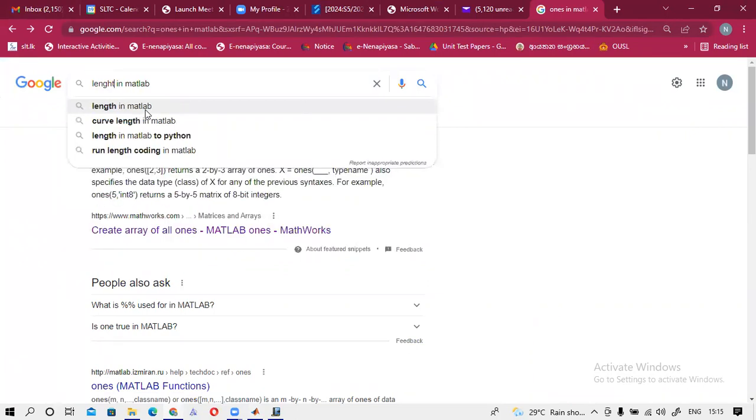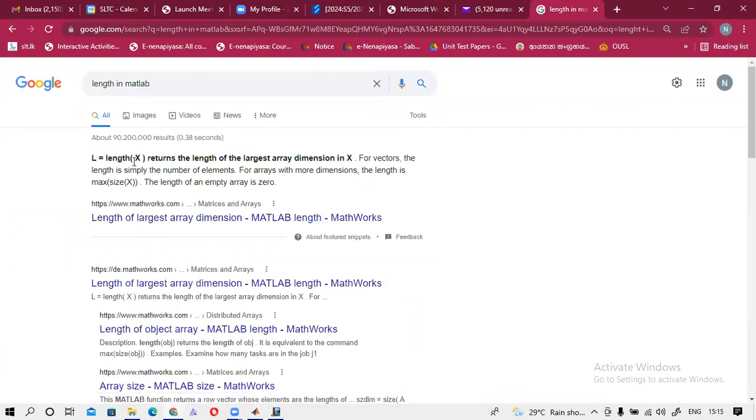Yeah, this one on length. Length x. So x is the array. If x has 5 elements, length x means 5. If x has 10 elements, length x is 10. So you can use this command.